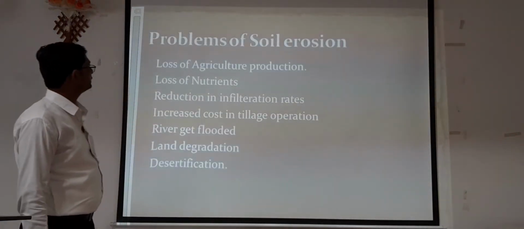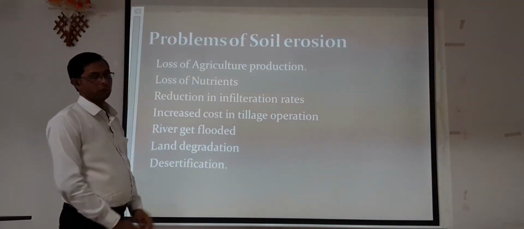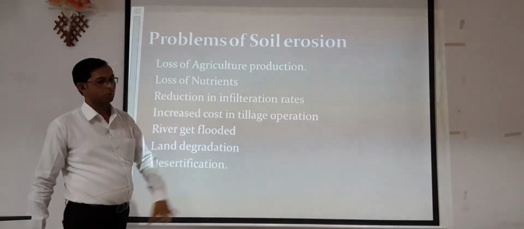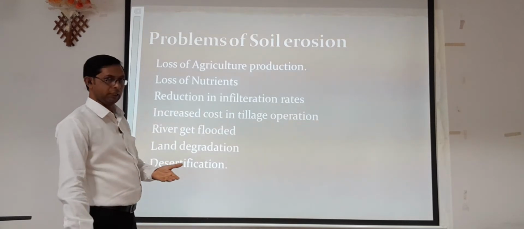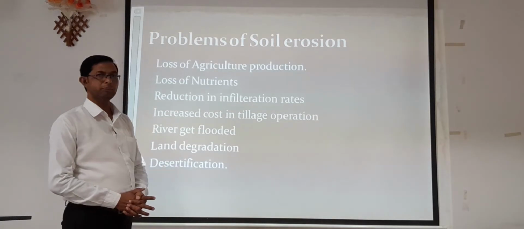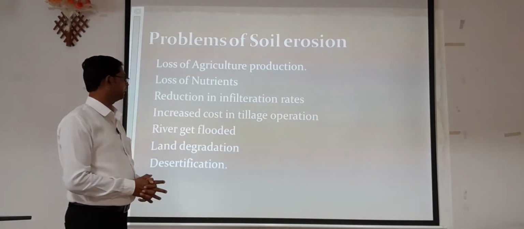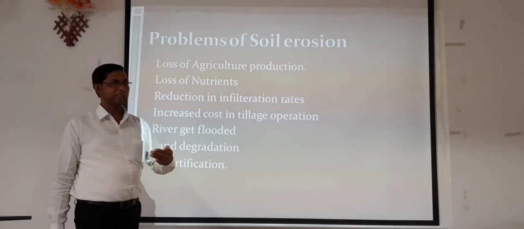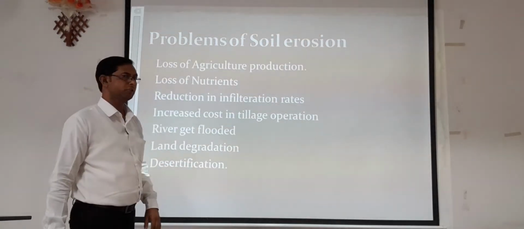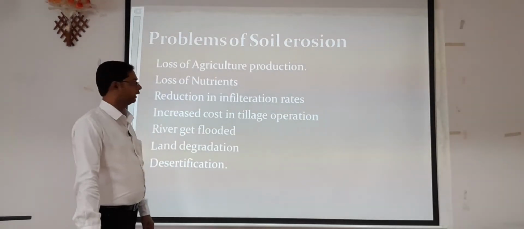Now moving to the next, that is, problems of soil erosion. What are the problems which occur due to soil erosion? The most important is the loss of agriculture production. So the production of agriculture will reduce due to erosion. Suppose in one area a large amount of crop is grown, due to that erosion the agriculture production will be affected. Loss of nutrients: as the soil is transferred from one place to another place, the nutrients will move from one place to another place, and it will cause the loss of nutrients.